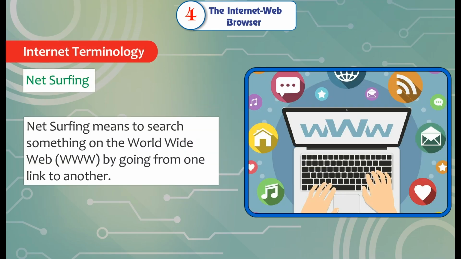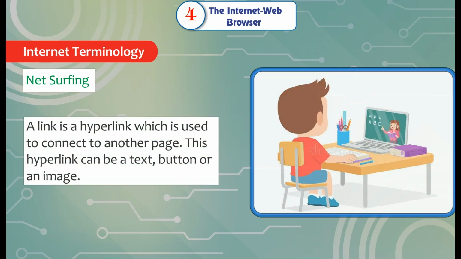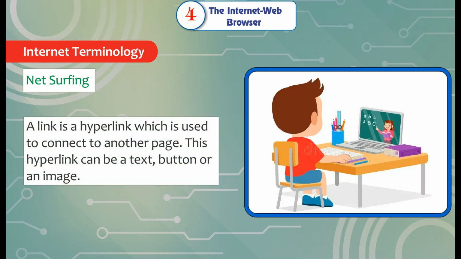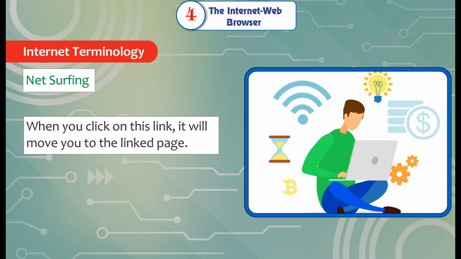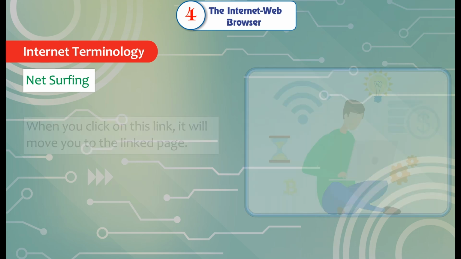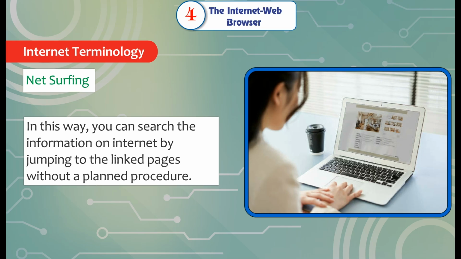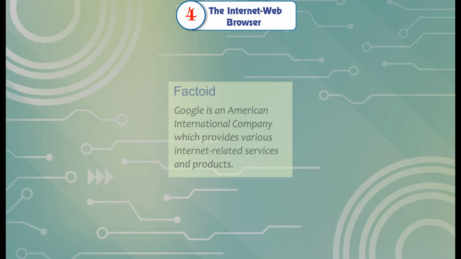Net surfing. Net surfing means to search something on the World Wide Web (www) by going from one link to another. A link is a hyperlink which is used to connect to another page. This hyperlink can be a text, button, or an image. When you click on this link, it will move you to the linked page. In this way, you can search the information on the Internet by jumping to the linked pages without a planned procedure.